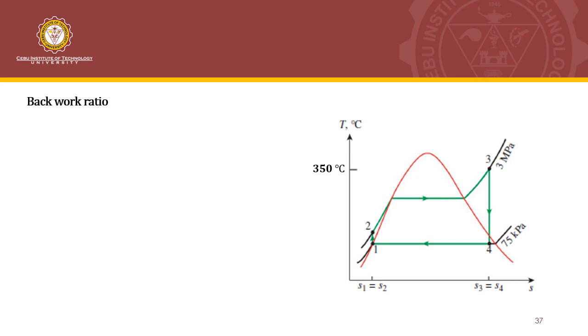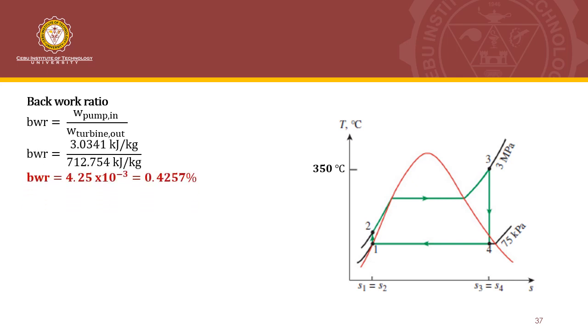Finally, another performance parameter is the back work ratio, which is the ratio of the pump work to the turbine work. By substituting the values of the pump work and the turbine work, we can find that the back work ratio is just 0.4257%. So it means that only 0.4257% of the work produced by the turbine is being utilized again by the operation of the pump, because the pump requires work input.